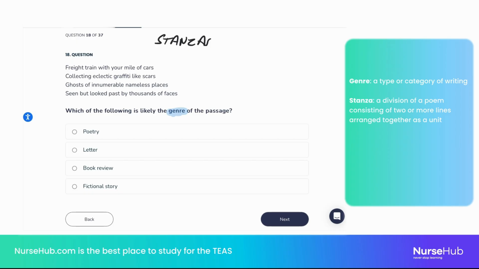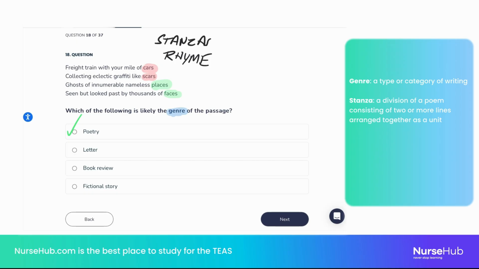Now, the second thing you're going to notice: cars and scars and places and faces. What do those do? Yeah, they rhyme. Now, not all types of poems, which is our correct answer here, rhyme. Sometimes they do, right? Cars, scars, places, faces, they rhyme. Why do poems sometimes rhyme? It allows us to have a natural cadence to it, a natural flow.